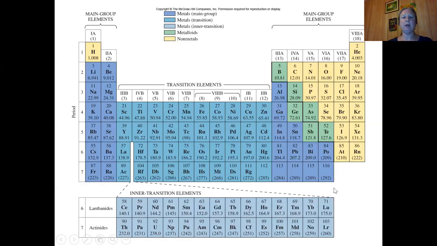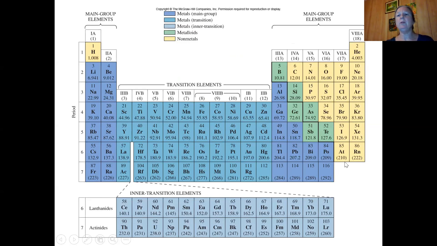All right, here's your best friend. The periodic table is absolutely your best friend. You will always have access to it, and you will learn to read it in great depth. And in Chem 1, you will continue to learn to read it in even greater depth.